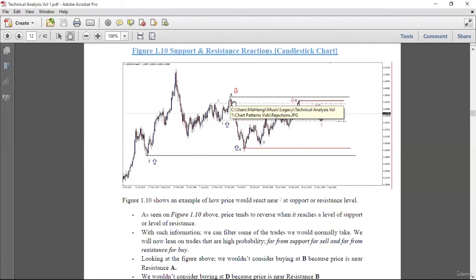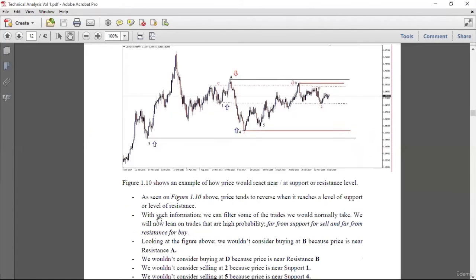We said you had A here, which you could have drawn as a zone. As seen on figure 1.10 above, price tends to reverse when it reaches a level of support or a level of resistance. With such information, we can filter some of the trades we would normally take. We'll now lean on trades that are high probability, far from support for sell and far from resistance for buy.